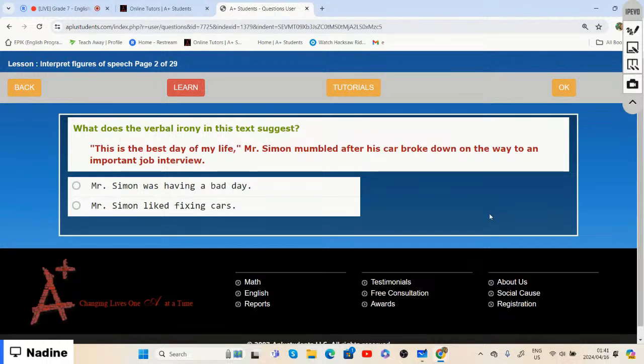What does the verbal irony mean? It says, this is the best day of my life, Mr. Simon mumbled after his car broke down on the way to an important job interview. And I'm sure he's like saying, oh, this is the best day of my life. Does that mean Mr. Simon was having a bad day, or does it mean that Mr. Simon liked fixing cars? Option one or option two?